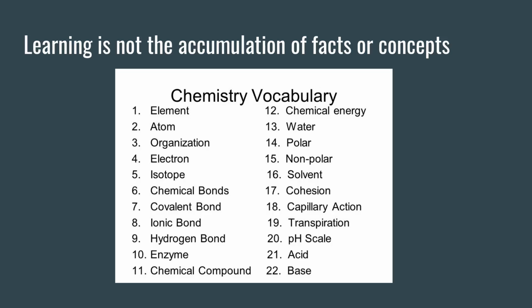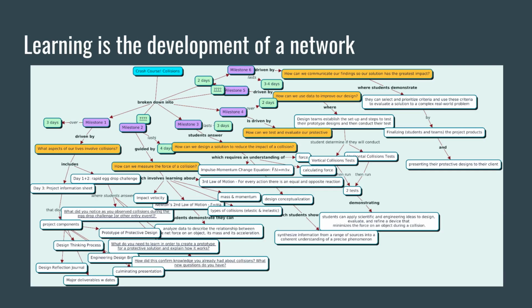And again, here's the chemistry vocabulary. So if learning worked that way, all I would have to do is provide my students with this vocabulary and the definitions. Or maybe I'm a little bit more clever and I have them look up the definitions. But even if they knew and understood the definitions of all 22 of these terms, I would argue they may not actually understand what is fundamental about the portions of chemistry that this vocabulary is designed to address.